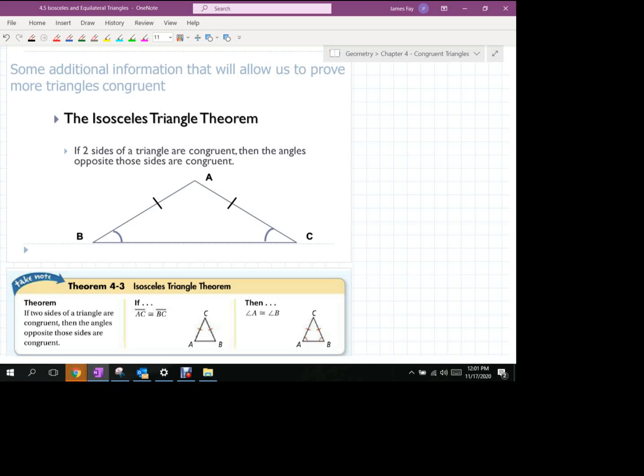Okay, the isosceles triangle theorem says if two sides of a triangle are congruent. What does that mean? If two sides of a triangle are congruent, what does that create for us? An isosceles triangle. Okay, so if in front of you, you have an isosceles triangle, that's the condition that you meet. Then the angles that are opposite those sides are also congruent. Okay, the isosceles triangle theorem says if two sides of a triangle are congruent, then the angles opposite them are also congruent.